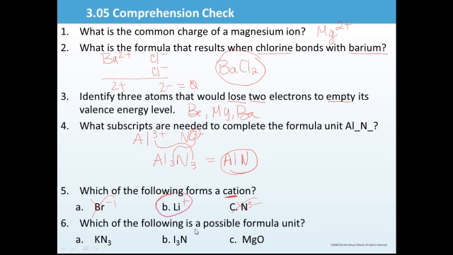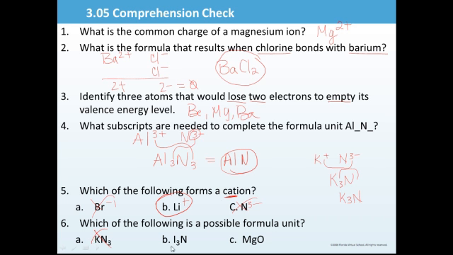Number 6, which of the following is a possible formula unit? I see 3 formulas, so what we have to do is look at each one and make sure that it is correct. A has potassium and nitrogen. So if we do potassium, which has a plus charge, nitrogen, which has a 3 minus charge. So if we crisscross and reduce, we see the 3 comes down here. Potassium has a +1, so that doesn't really do anything. So my formula should be K3N. A is wrong. That is not a possible formula unit.